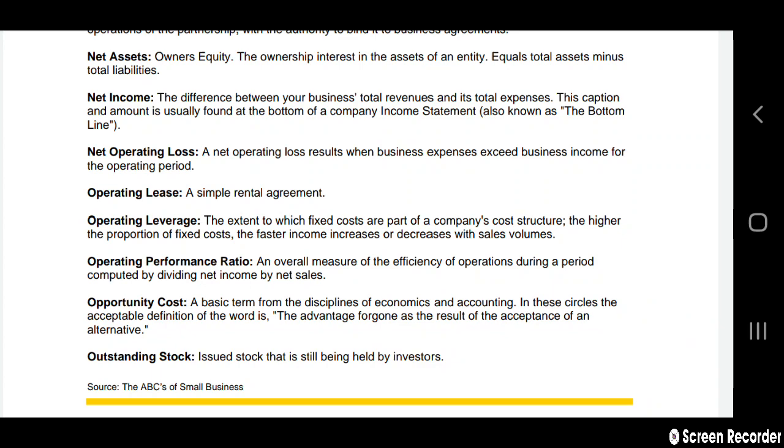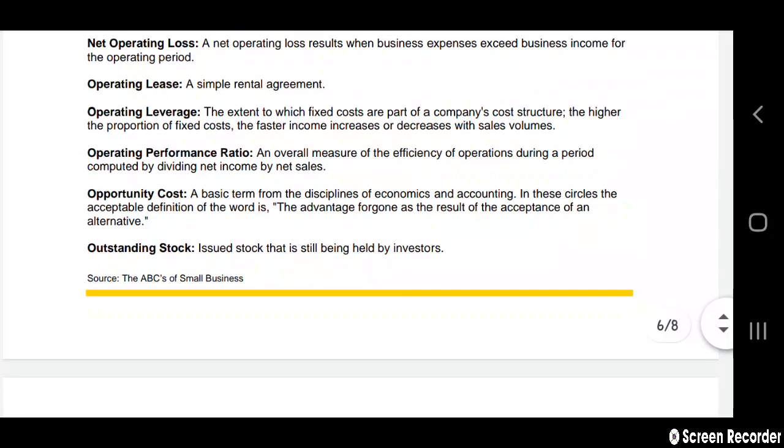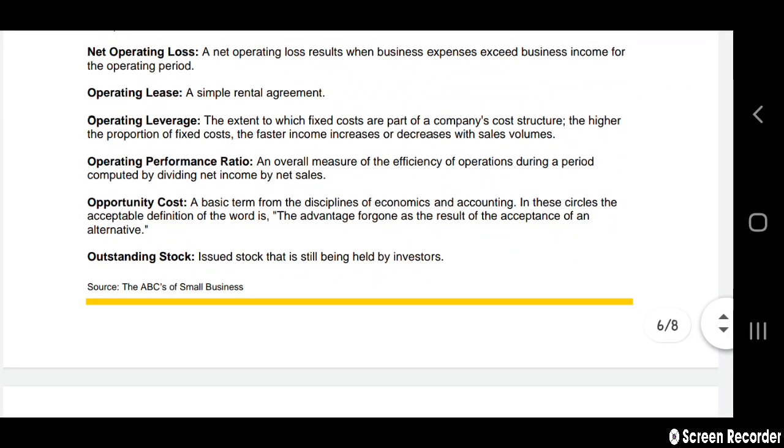Next, net income, the difference between your business's total revenue and its total expenditure. This caption and amount is usually found at the bottom of the company's income statement, and it is also known as the bottom line. Next, net operating loss. A net operating loss results when business expenses exceed business income for the operating period.